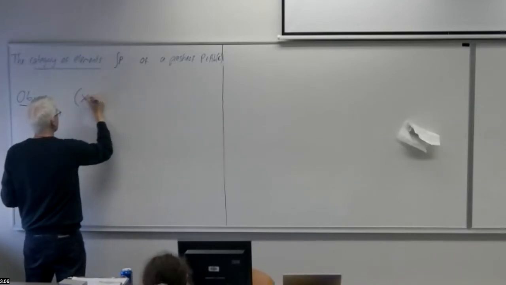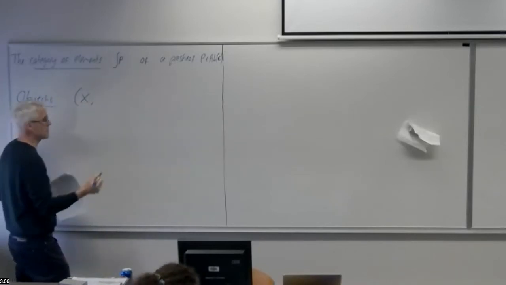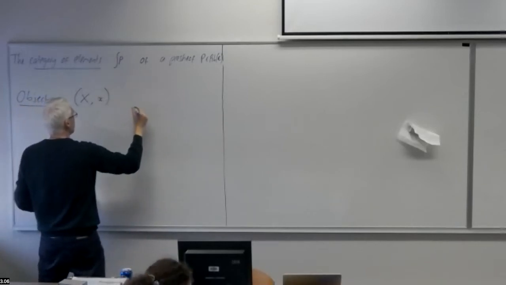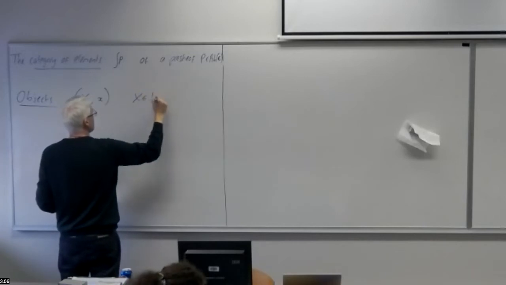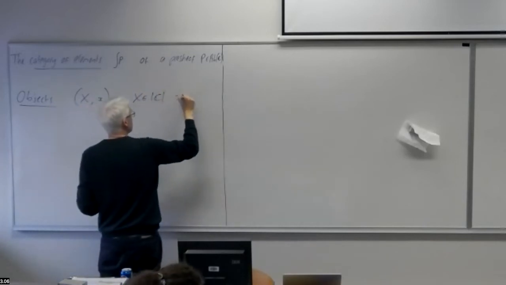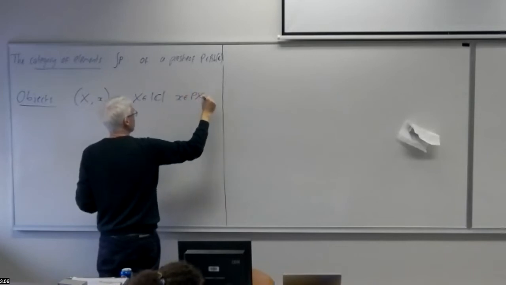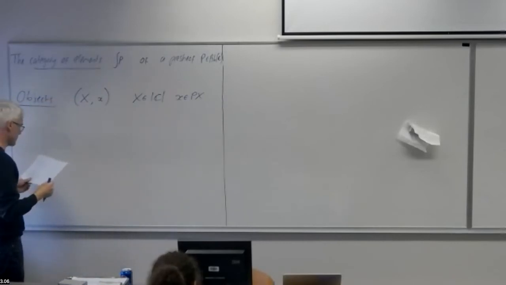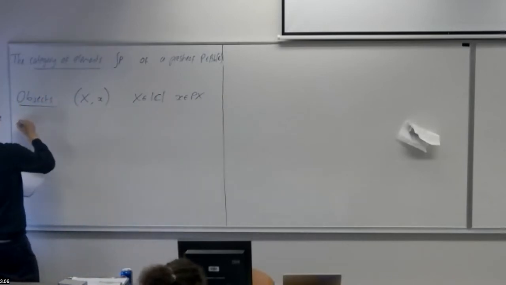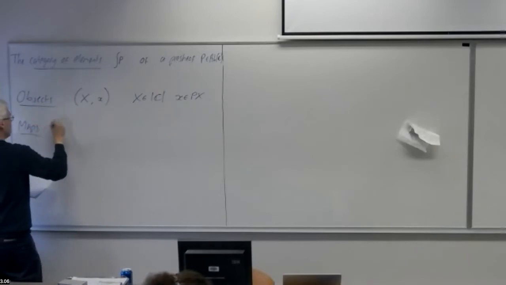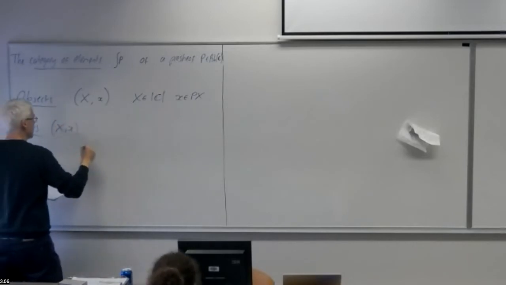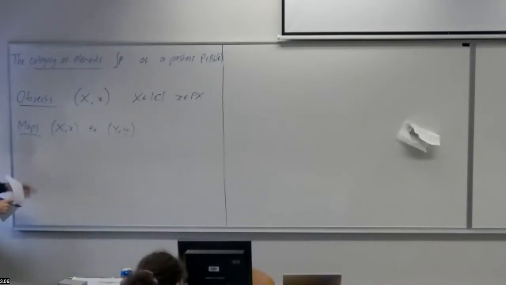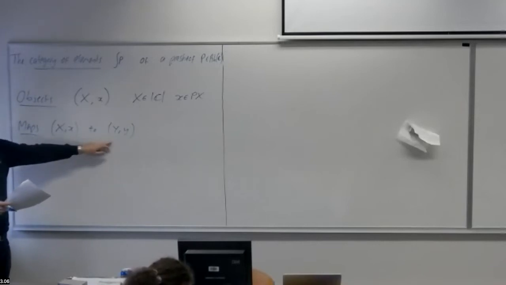So to give the information, we need to specify an object X of C and an element, which I'll call also little x, belonging to P of X. So here, X is an object of C and x is an element of P of X. Remember, P is a contravariant functor from C to Set, so P of X is a set. And morphisms, let's just say maps from an object X to an object Y. Well, these are simply going to be maps from X to Y in the category C.